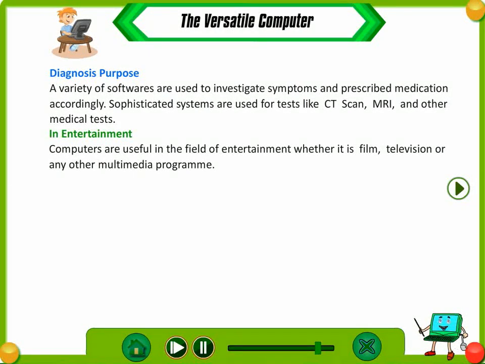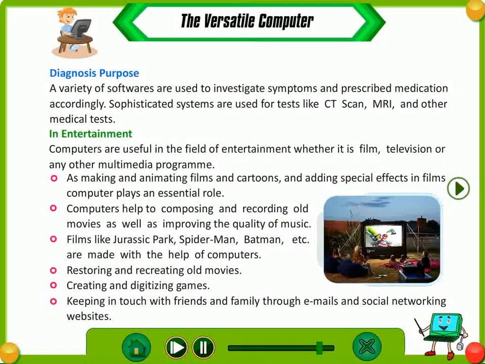In entertainment, computers are useful in the field of entertainment, whether it is film, television, or any other multimedia program. In making and animating films and cartoons and adding special effects in films, computers play an essential role. Computers help in composing and recording old movies as well as improving the quality of music. Films like Jurassic Park, Spider-Man, Batman, etc. are made with the help of computers.